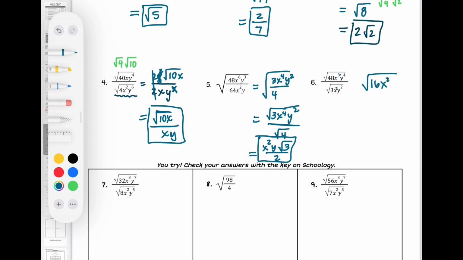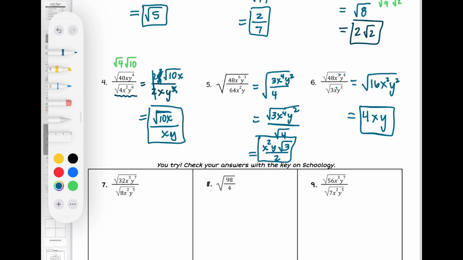And we have 4 y's on top, 2 on the bottom, so we're going to have 2 left up top. So this actually gives us a pretty clean expression. We don't have a denominator anymore, so we can just go ahead and simplify that. So the square root of 16 is 4. We have x squared, so when we divide that exponent by 2, we're just going to be left with 1. And same thing for our y. So that would be our final answer.